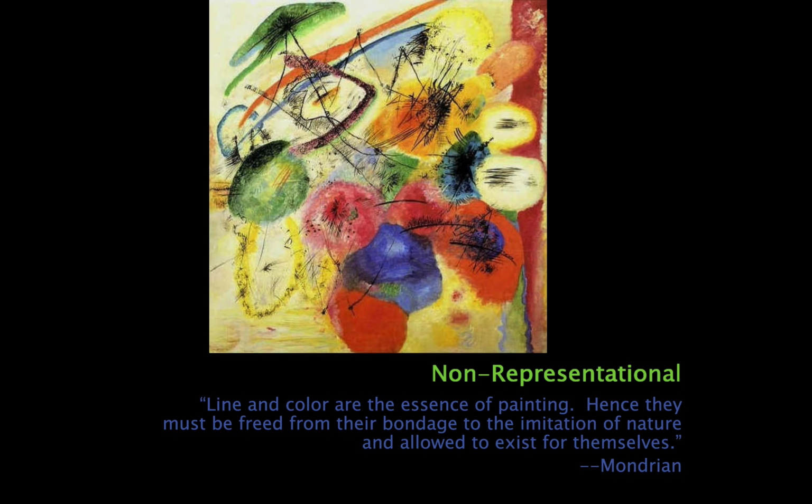Another movement that fell under the expressionist umbrella is the movement of non-representation, what we call non-representational art. People like Piet Mondrian fall into this camp. You see a quote from him here. And of course, Vasily Kandinsky, whose artwork you see here. And Mondrian says, "Line and color are the essence of painting. Hence, they must be freed from their bondage to the imitation of nature and allowed to exist for themselves." God, I love this quote because it tells you everything you need to know about non-representational art.